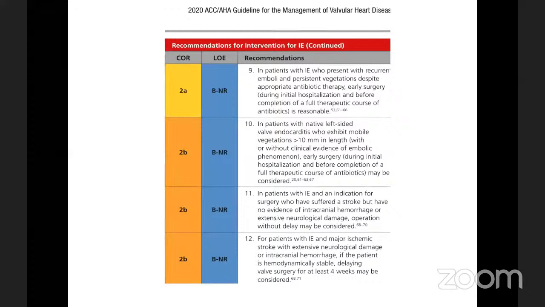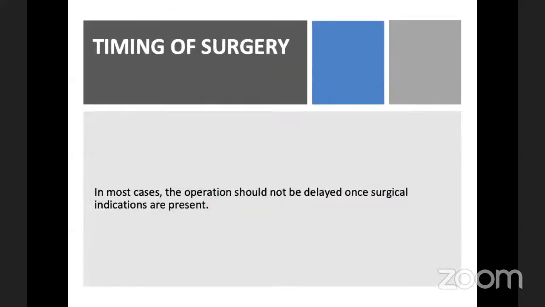Class 2B: in patients with infective endocarditis and an indication for surgery who have suffered a stroke but have no evidence of intracranial hemorrhage or extensive neurological damage, surgery may be considered. For patients with infective endocarditis and major ischemic stroke with extensive neurological damage or intracranial hemorrhage, if the patient is hemodynamically stable, delaying valve surgery for at least 4 weeks may be considered.